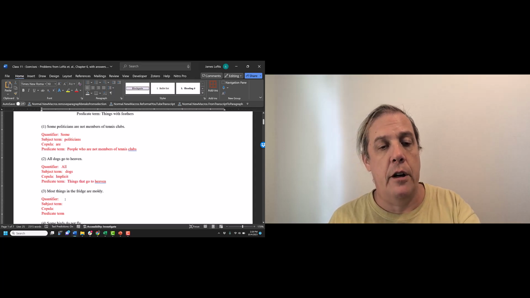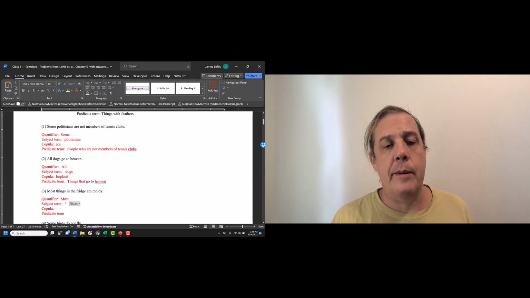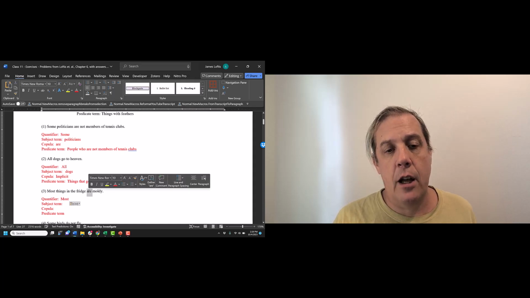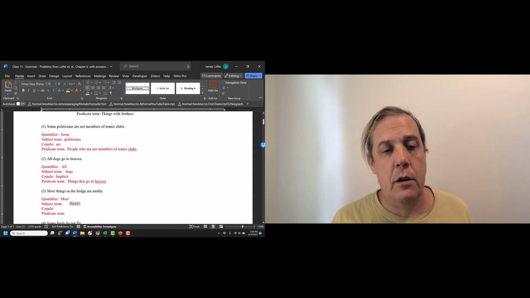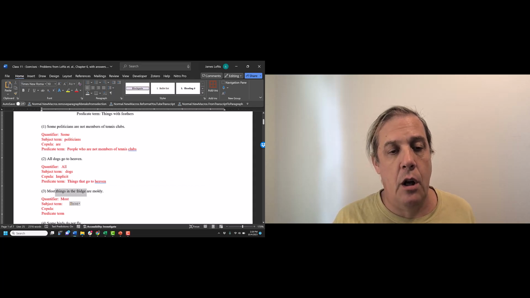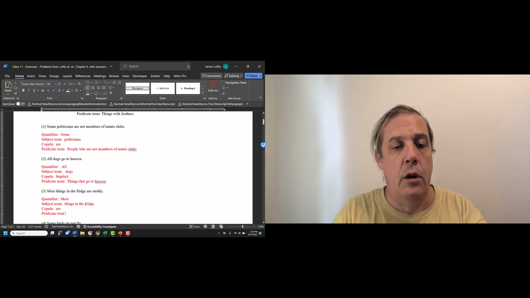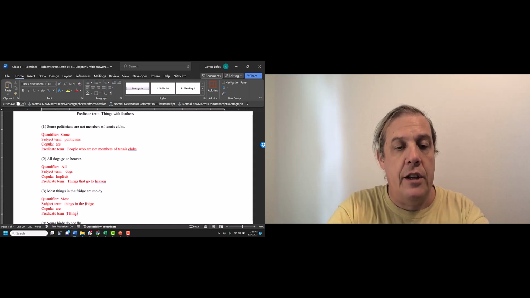Most is the quantifier. At this point, a lot of people are tempted to just say things, but look at where the copula is. Copula is after fridge. So the subject term is all of the things in the fridge. Are is the copula, and moldy is an adjective. We want to make it a noun. So, things that are moldy.